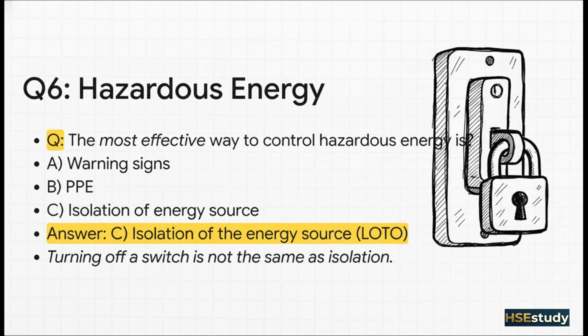Okay, let's switch gears to Lockout/Tagout. Question 6 asks for the most effective way to control that hazardous energy when servicing equipment. The answer is C, isolation of the equipment from its energy source. This is the whole point of LOTO. It's not just about flipping a switch to off, it's about physically isolating the power so it cannot be turned back on by accident. A lot of people miss this. They think turning it off is good enough. It's not. You have to isolate.